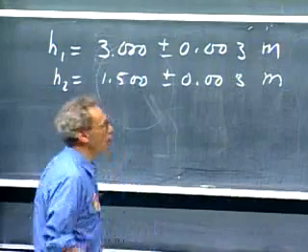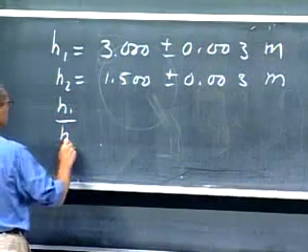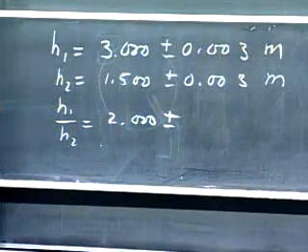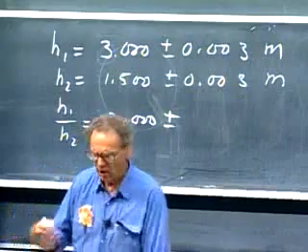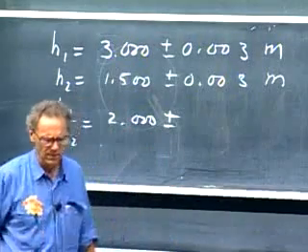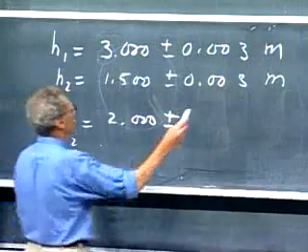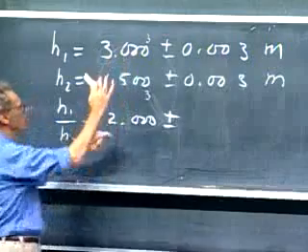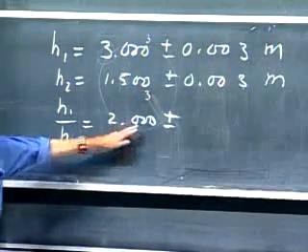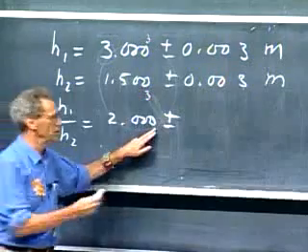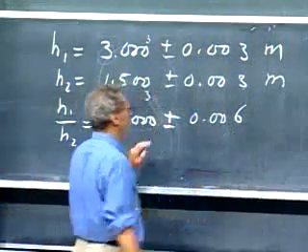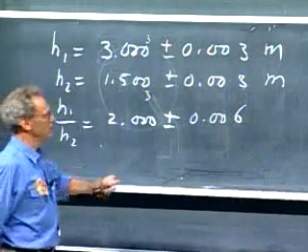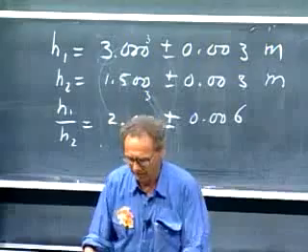So the ratio H1 over H2 is 2.000, and now I have to come up with an uncertainty, which physicists sometimes call an error in their measurements, but it's really an uncertainty. And the way you find the uncertainty is that you add the 3 here, and you subtract the 3 here, and you get the largest value possible. You can never get a larger value. And you'll find that you get 2.006. And so I would say the uncertainty is then 0.006. This is a dimensionless number because it's length divided by length.